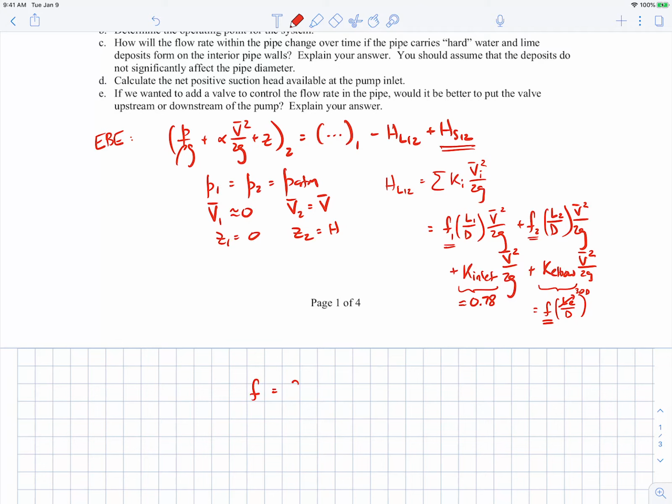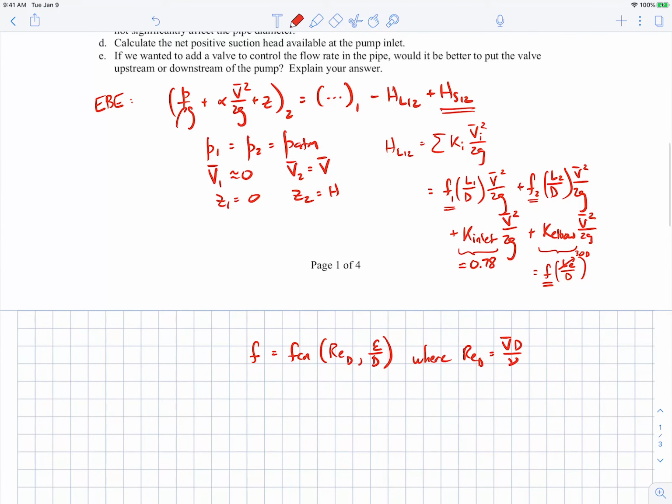Remember that the friction factor is in general a function of the Reynolds number and the relative roughness. The Reynolds number is the velocity in the pipe times the diameter divided by the kinematic viscosity. And since the pipe diameter is the same everywhere, we'll get the same velocity everywhere, the same diameter, and the same kinematic viscosity. So the Reynolds number will be the same in both pipes. The relative roughness will be the same in both pipes because it's the same concrete pipe upstream and downstream in the same diameter. So that means that our friction factor will be the same everywhere.